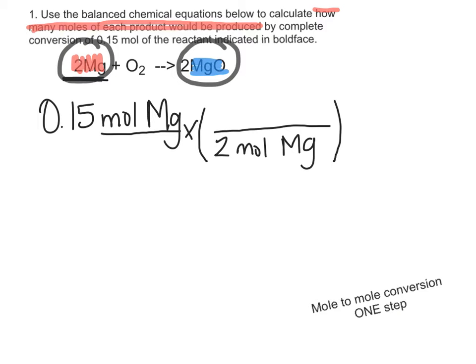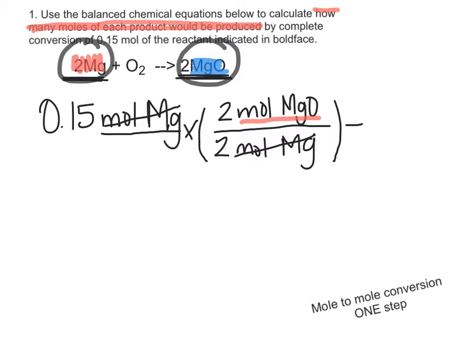So by canceling that, I need to get something else. So I look to my balanced reaction yet again, and I identify, what am I looking for? Okay, I'm looking for how many moles of magnesium oxide were produced. So I put that on top, 2 moles of magnesium oxide. Okay, by doing this, my moles of magnesium cancel, and I'm left with moles of magnesium oxide, which is what I was looking for. That's what the question asked me to solve.